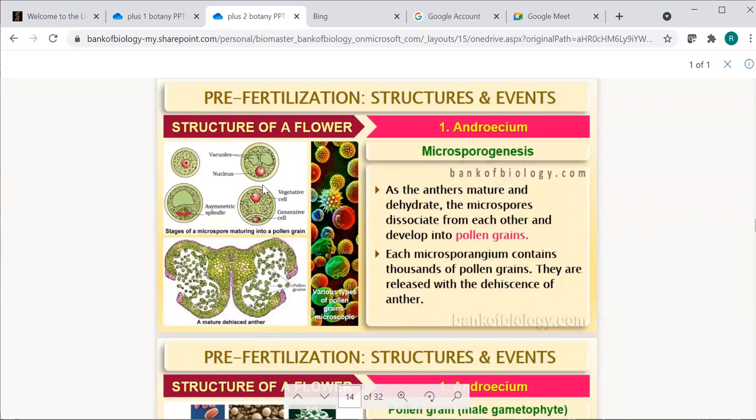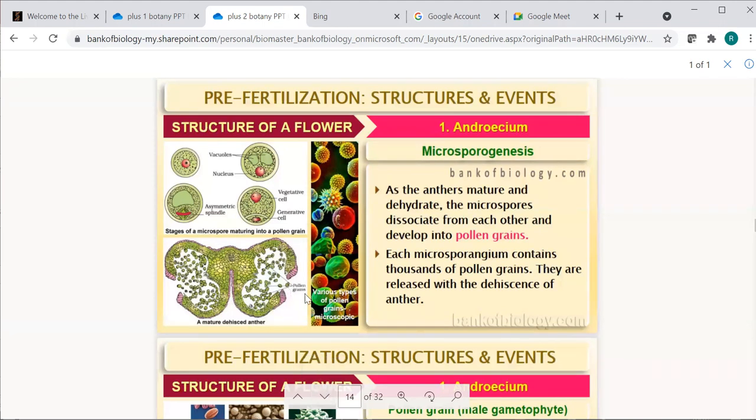So this is the one which I was talking about. Mother cell forms microspore tetrad through meiosis. Then through mitosis it forms a cell which has a vegetative cell and a generative cell. Then again mitosis occurs, and it forms one vegetative and two generative cells. These are the pollen grains. This is burst open; it is a mature dehisced anther.